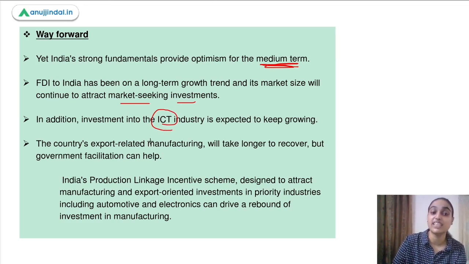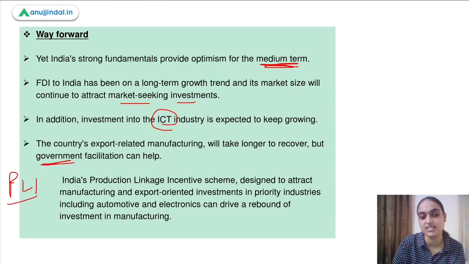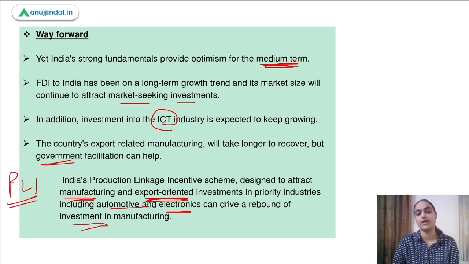The country's export-related manufacturing will take longer to recover, but the government can help. How can the government help? Through PLIs. So there are production-linked incentive schemes. Some incentives, some subsidies, some additional benefits are given in order to attract manufacturing and export-oriented investments in India. So the government can provide them in priority industries like automotive and electronics, which can drive our investments. Okay, so this is the way forward.